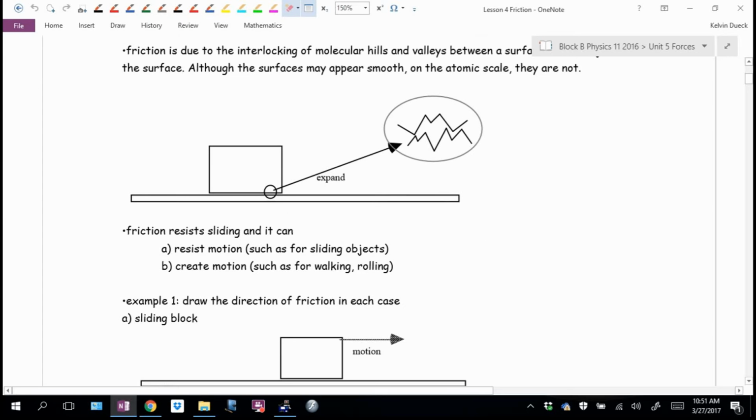The key idea is this: friction resists sliding. And because of that, it can resist motion. If you push something on the floor and let it go, it slides to a stop very quickly. But it can also create motion. We said that when you walk, friction is what pushes you forwards. That's why it's so tough to walk on ice. So it can both cause motion and resist motion. It's always going to be in the opposite direction that the object, well, you'll see.